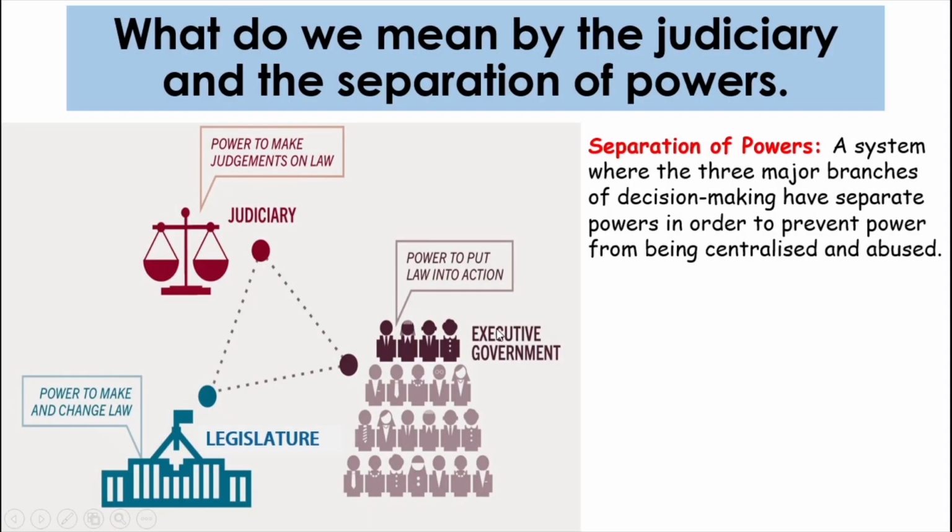The executive government have the power to put law into action, so they make some of the biggest decisions that affect the UK. The judiciary has the power to make judgments on law. This specifically refers to common law and the interpretations judges make of laws when passing sentences in court. As you can see, power is clearly then separated between these three bodies to ensure that power is not centralised and abused. However, they do not all work separately. They still do work together.